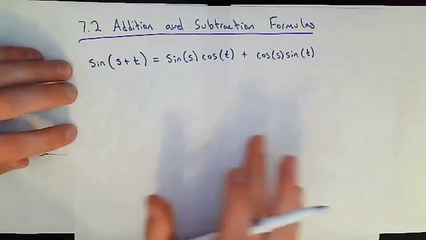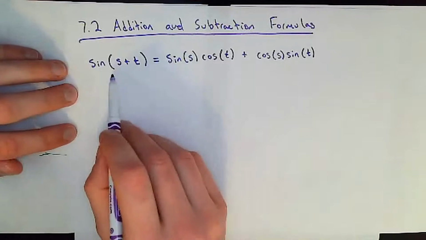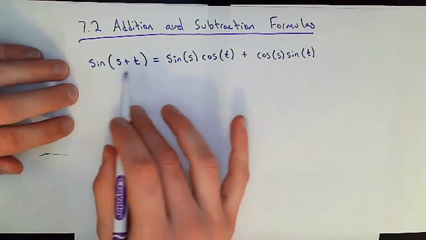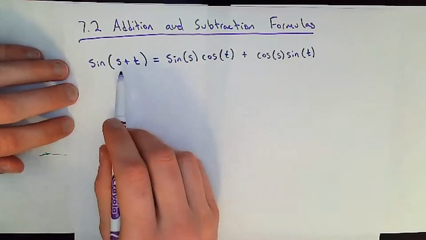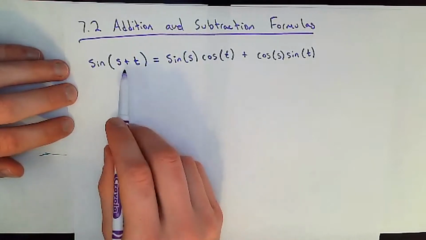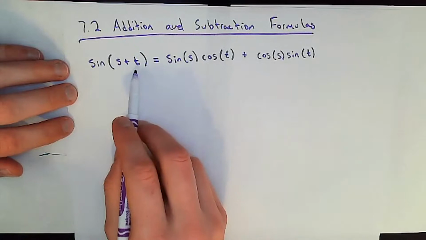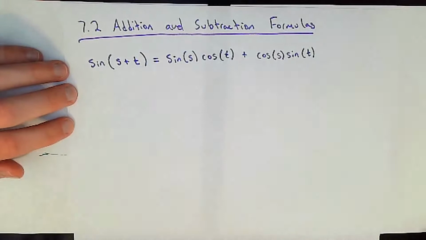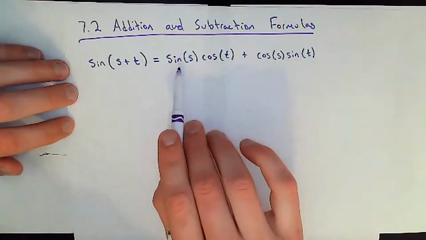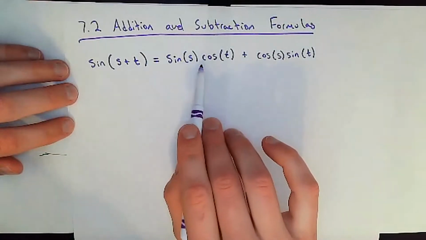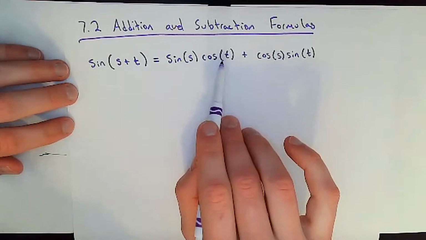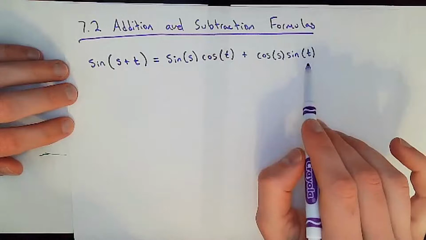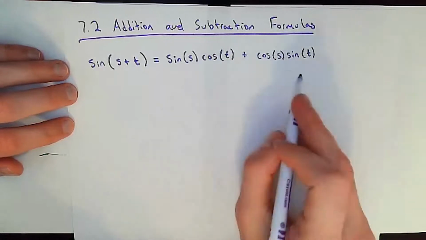Okay, so here we go. Let me discuss this formula a little bit more. We have two angle inputs here. They don't have to be different, but in general they could be different, and we're taking a sum inside the sine function. Then that can be explicitly written out as the sine of the first input times the cosine of the second input, plus the cosine of the first input times the sine of the second input, taking the sum of those two products.